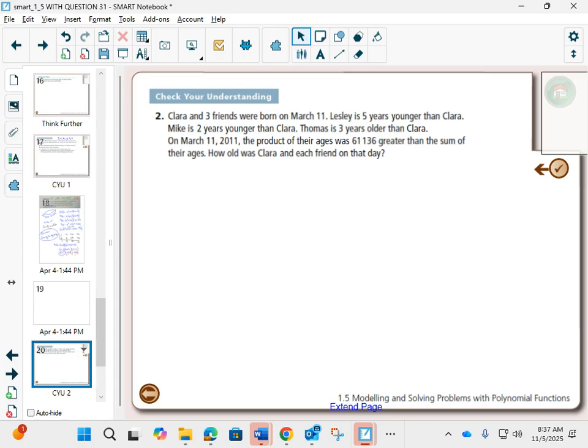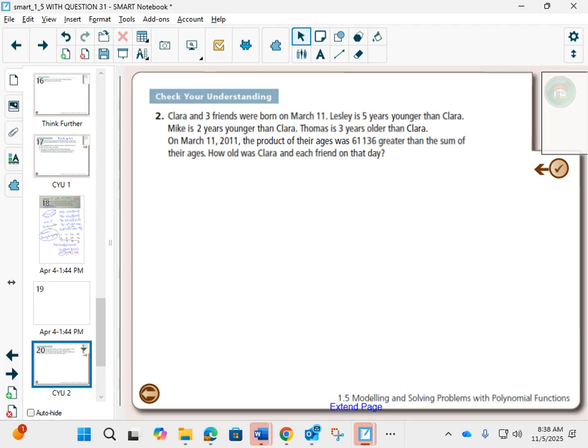And instead of knowing how old they are, you somehow know the following obscure fact. You do not know how old they are, but you happen to know that the product of their ages is 61,136 greater than the sum of their ages. How old was Clara? Right? What is the right answer for this question?